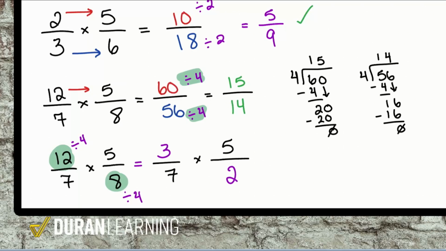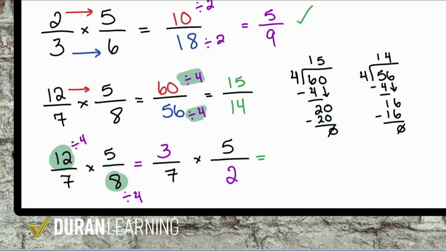Exactly where they were, no problem. But when we think about this, everyone, do you think that this will be an easier math problem? Instead of doing 12 times 5, we're doing 3 times 5. Instead of 7 times 8, we're doing 7 times 2. Yeah, much easier, right? Much easier. And so with that, look at what happens.